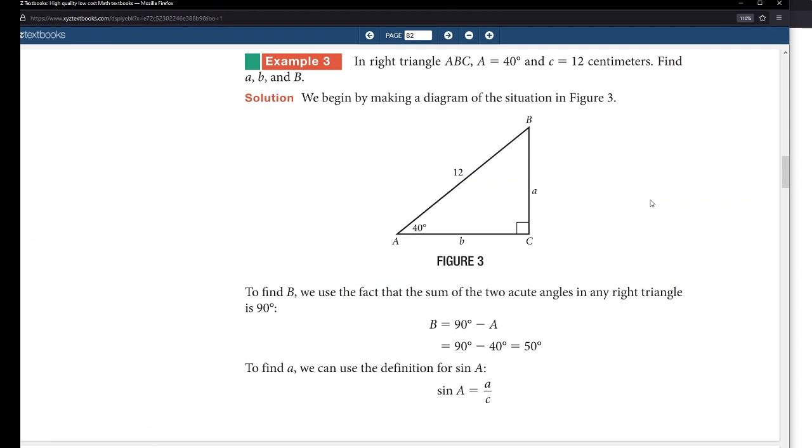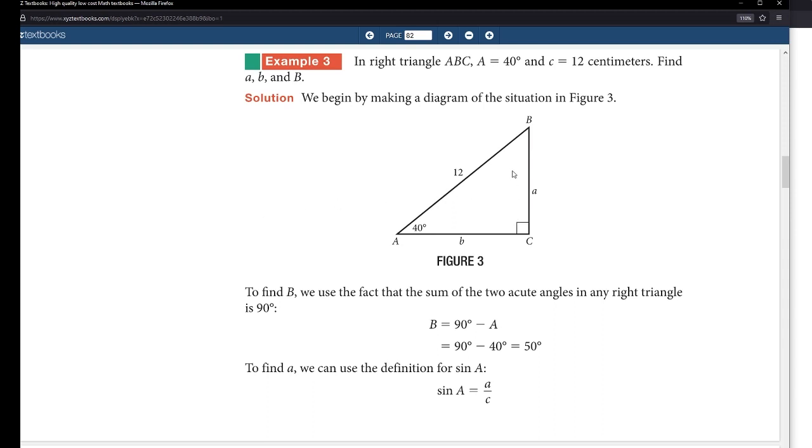So let's take a look at an example in the book about solving a right triangle. So here we have triangle ABC with A equal to 40 degrees and C equal to 12. So a lot of times they'll say, sometimes they list it, find a, lowercase b and capital B. Sometimes they'll say solve the triangle, which means find everything that's missing. Okay, so whenever you see find or solve the triangle, that means figure everything else out.